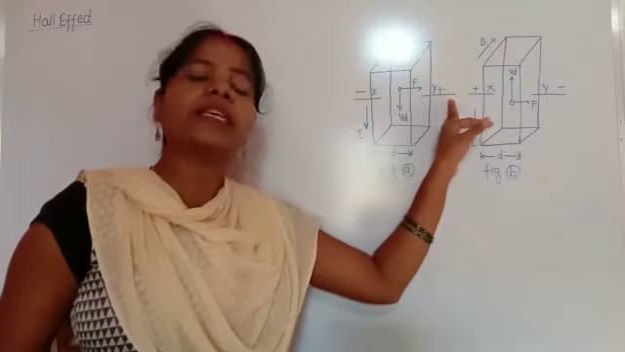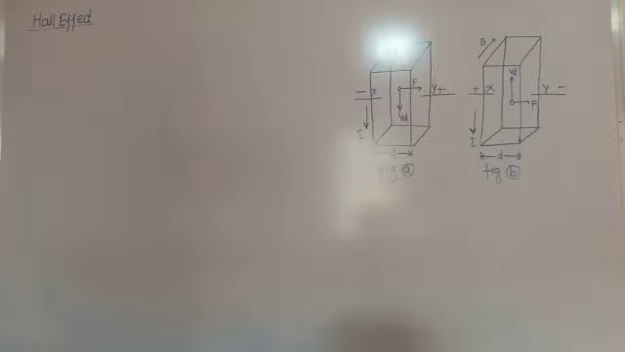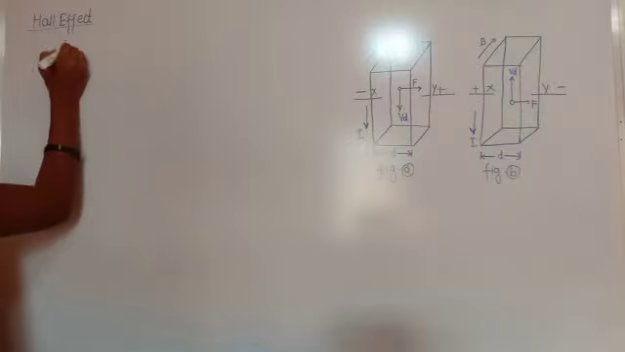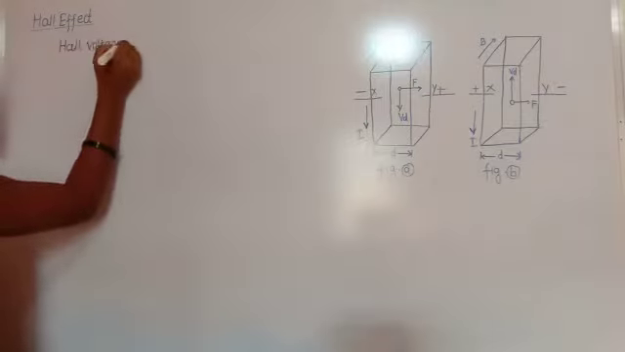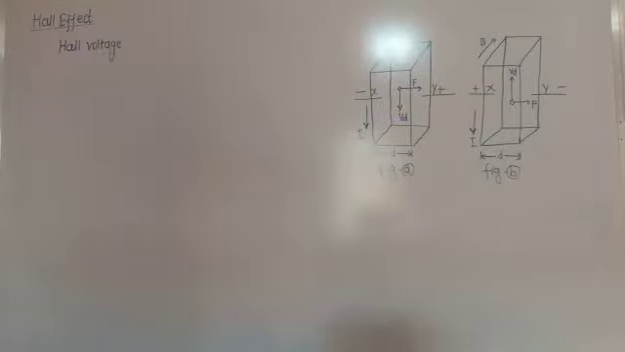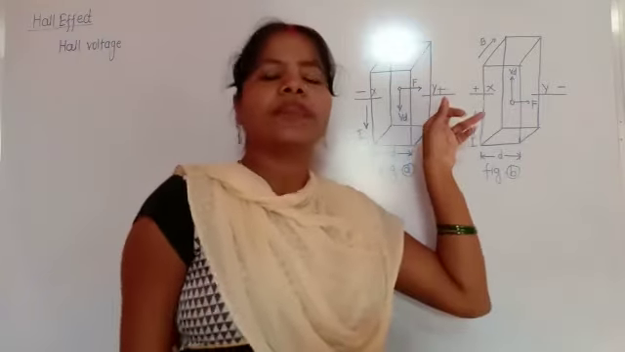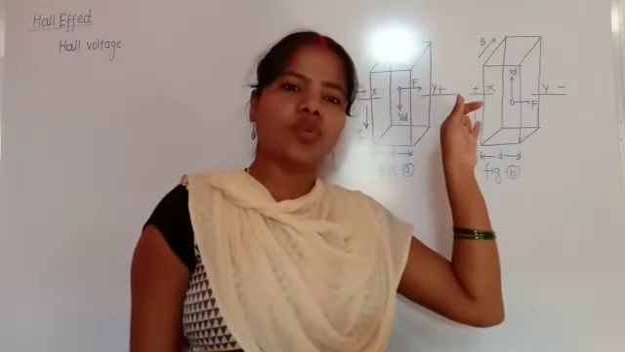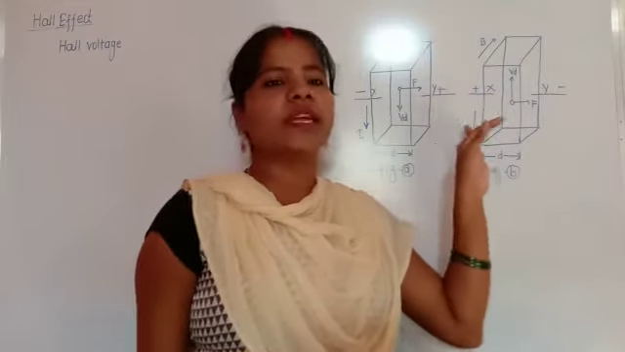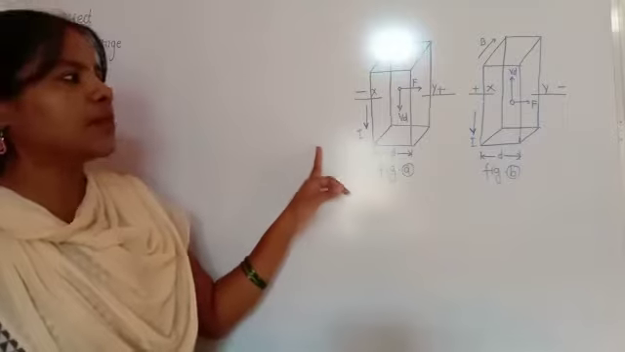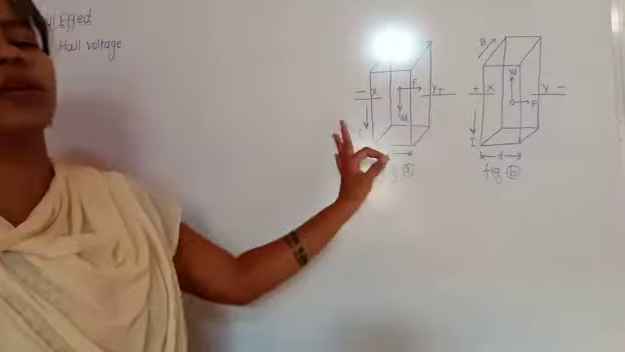So in the steady state, the transverse potential difference is called the Hall voltage. The Hall voltage is nothing but the transverse potential difference established between X and Y. That means the potential difference between X and Y stops any further accumulation of positive or negative charge carriers. So the transverse potential difference is established, and this is the Hall effect established between X and Y.